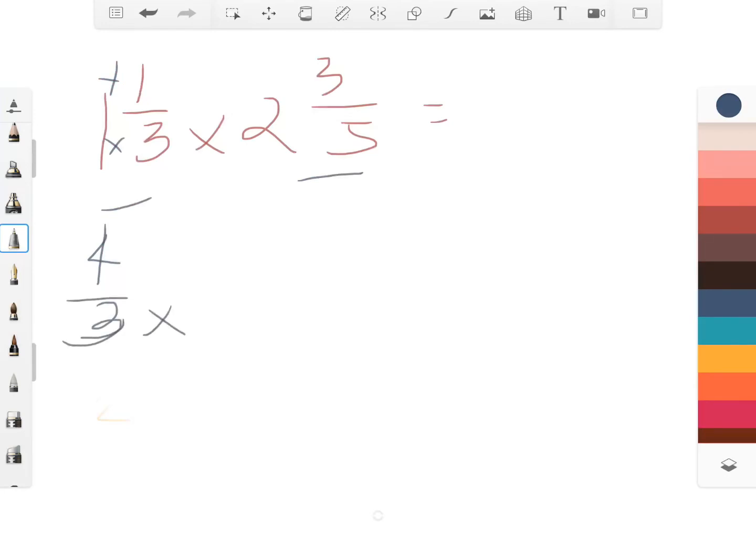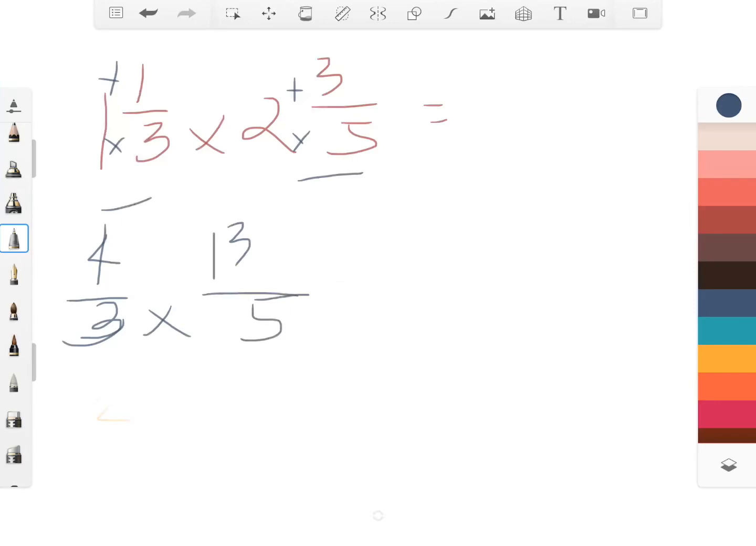And 2 and 3/5 is equivalent to 5 times 2 is 10, plus 3 is 13, so 13 over 5. But now let's check each number to see if we can reduce it to its simplest form. There's no GCF for 4 and 5, so we don't have a choice but to proceed with the multiplication process.